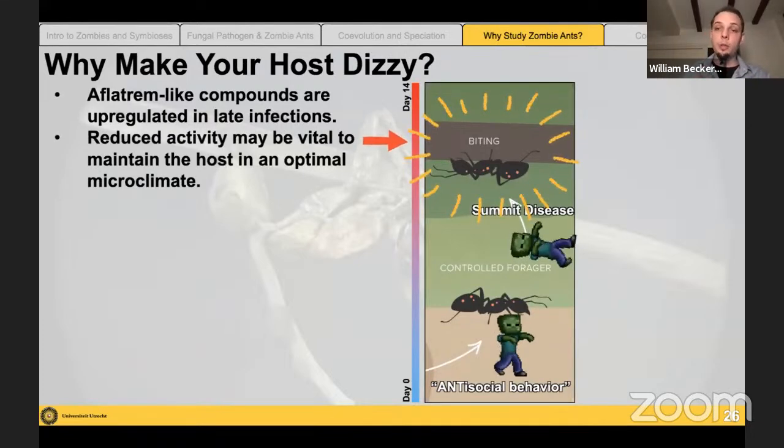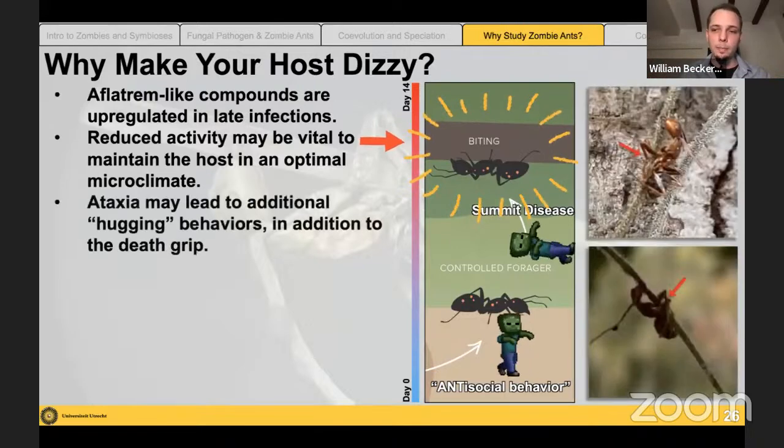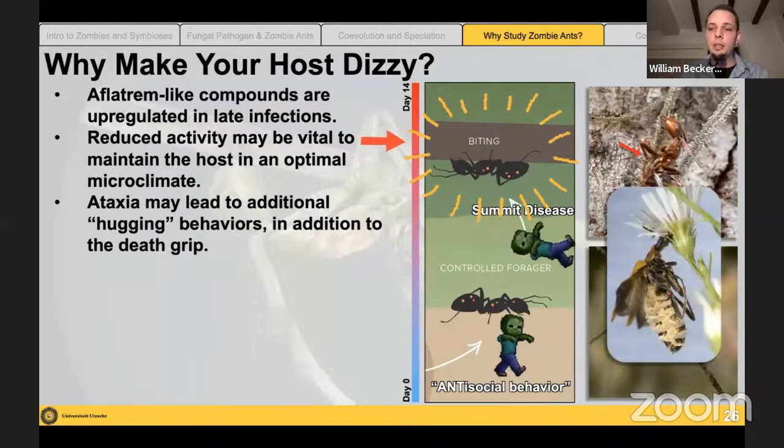And it's during this time that reduced activity may actually be important to maintain the ant in microclimates that are optimal for the growth of the fungus. It also might play a role in causing the ant to perform this hugging behavior, which is not something that we see in all behavioral manipulating pathogens. For example, this is the Arenopsis lampirodarum, the zombie soldier beetle. And you'll see here that even though it does the death grip, just like the ants do, it does not wrap its legs around the plant. And to our knowledge, also does not do the drunkard walk phenotype.